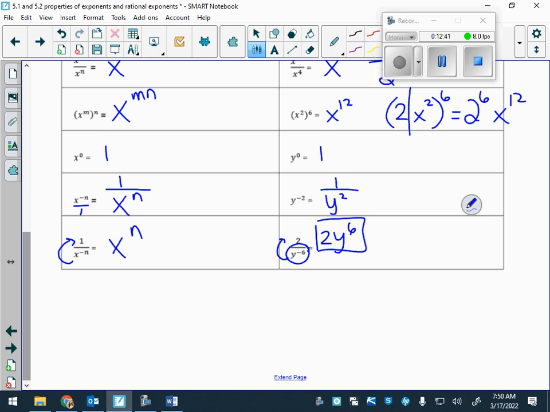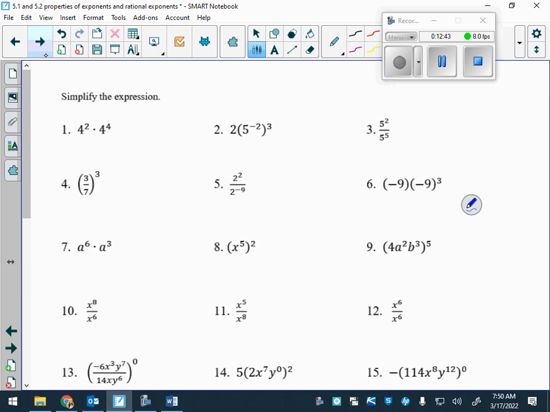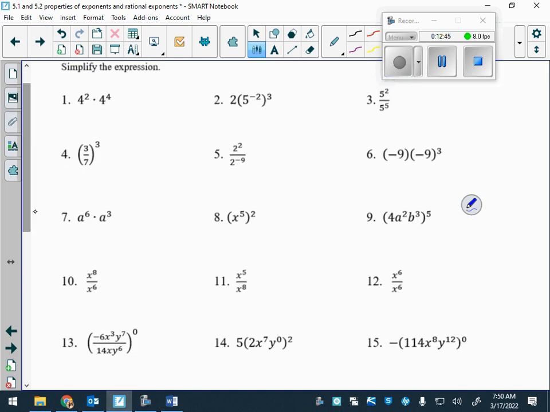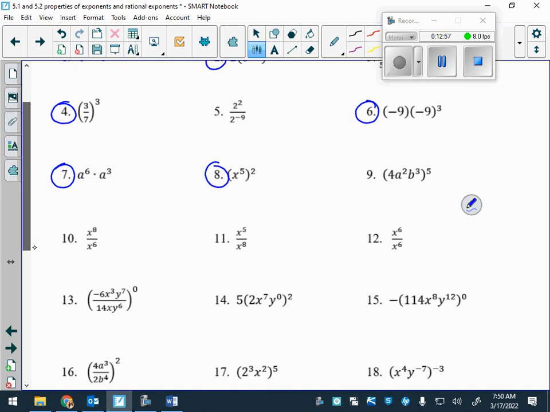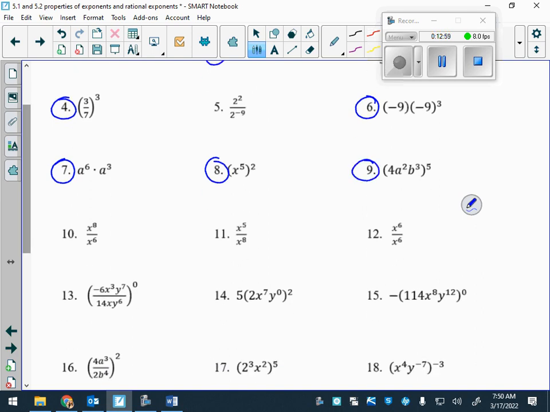So we're going to try some practice. Just a little recap because I want to make sure we're good. 2, 4, 6. Just circle as we go.